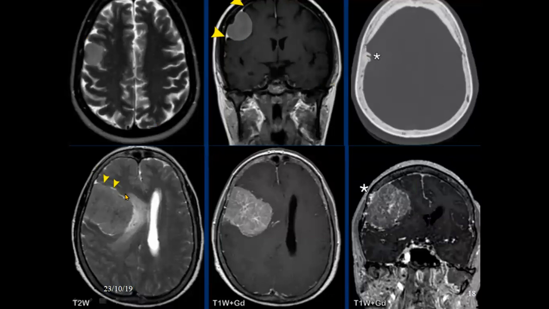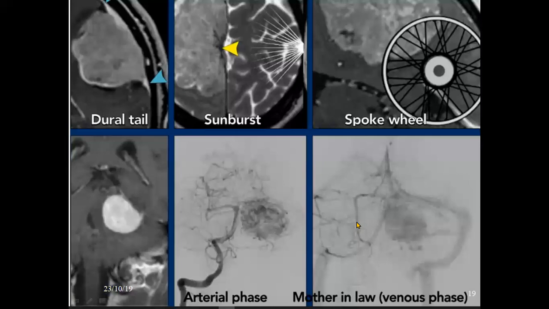There is also a line here between the brain and the meningioma. Sometimes the meningioma can also penetrate the bone and reach the scalp, as we see in this picture. There are a lot of signs of meningioma here. The dural tail, I'm sorry, this is some spars and spoke wheel.